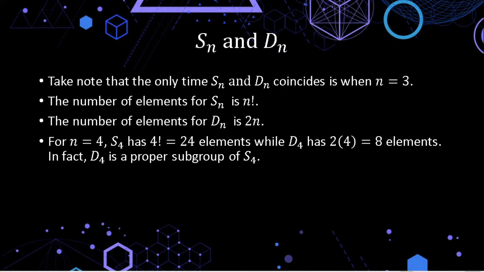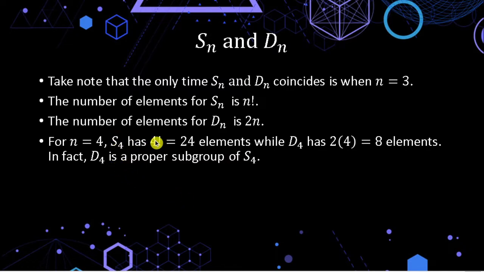Pagdating natin sa 4, ang S sub 4 ay 24 ang laman at yung D sub 4 ay 8 elements lang. Yeah. Because dihedral groups again are transformations of geometric shapes, specifically our regular polygons. Pero ito, si S sub 4, ang pinag-uusapan lang natin ay letters or numbers in all possible permutations of it.